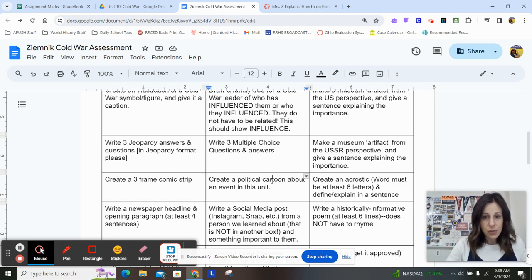This one, political cartoon about something that's happened in the unit. So that would be, again, political cartoons always have a message. They have symbolism. They have a message in them. Make sure you convey that in your cartoon.